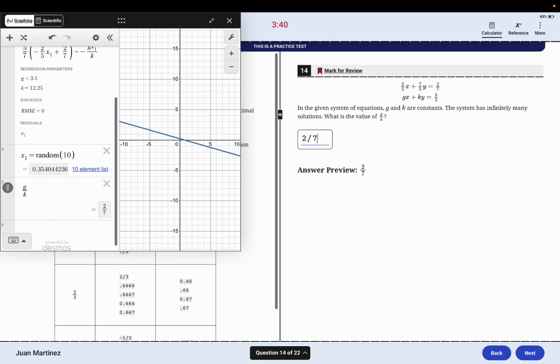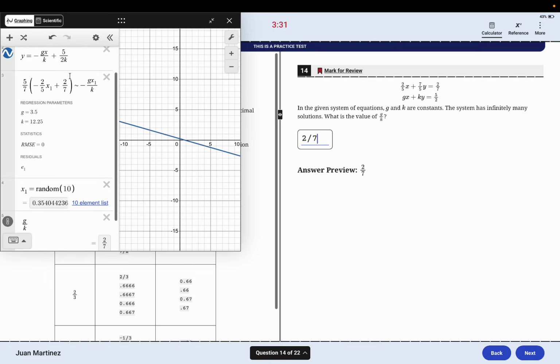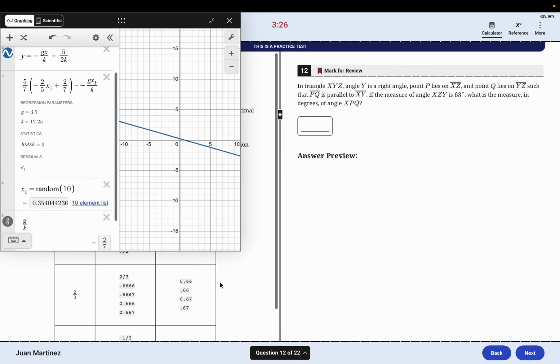Okay, so again, your steps here: rearrange these into y format and just set them equal to each other, because infinitely many solutions just means that they're equal to each other. And you can just make a regression, then boom, you're done. Okay. Hopefully I can do this last one fast.